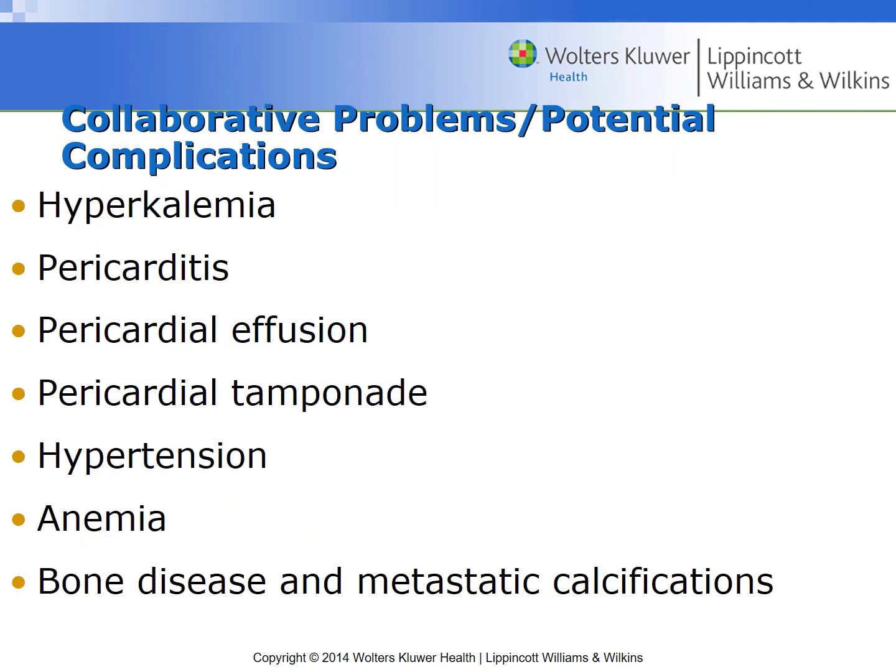And those are your hyperkalemia, the pericarditis, pleural effusion, all of these things that are listed, bone disease, metastatic calcifications, anemia, hypertension, all of those things we want to try to keep under control for sure and treat and take care of, because that can preserve existing renal function, and we want to try our best to prevent all of these complications from occurring.